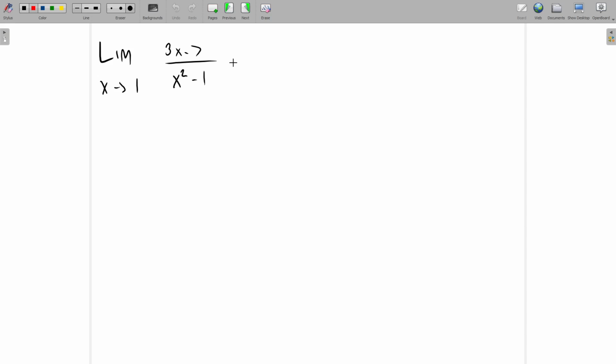The third thing that can happen, we're still going to do the same thing, right? We're going to just plug in the number that we're using for the limit into the function, right? We're working under that assumption. But what happens in this problem, right? In the numerator, we have 3 times 1 minus 7. That's going to be negative 4. And in the denominator, we have 1 squared minus 1, or 1 minus 1, which is going to give us this negative 4 divided by 0.